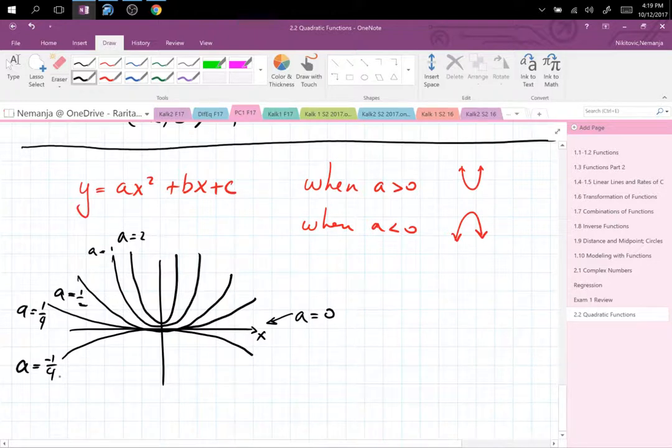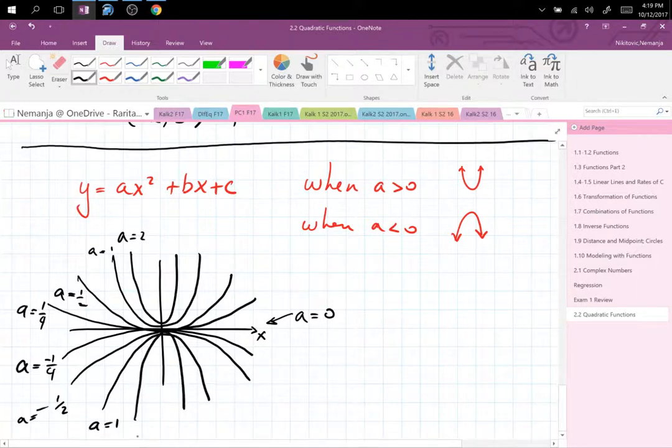Oh yeah, negative a, sure, that works. Negative 1/2. A equals negative 1. A equals negative 2. I don't know if you can mentally do the opening of this, right? But let me label the y-axis. So from here, it opens out, and when a is 0 it is flat.